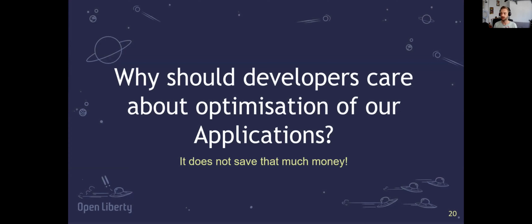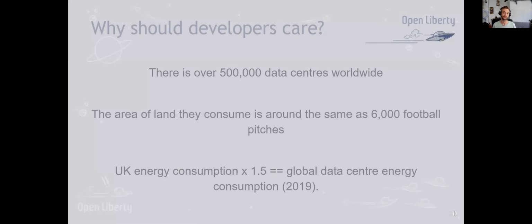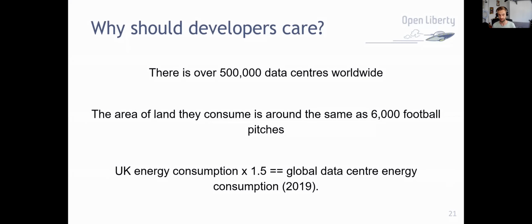So again, back to another point I like to talk about, which is why I've winged it into this presentation. Why should us developers care about optimizing our applications? I mean, it doesn't save us that much money. But if we take into consideration all the technology we're using around the world, there are over 500,000 data centers worldwide. The land they consume is around the same as 6,000 football pitches. So for Rich, who's from Texas, that's soccer pitches, I will say.